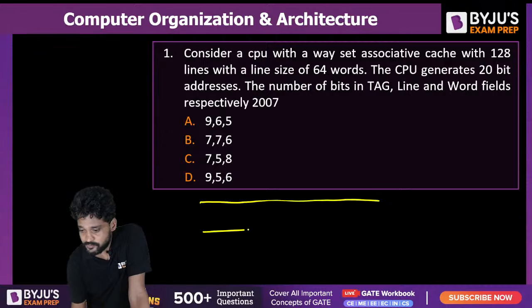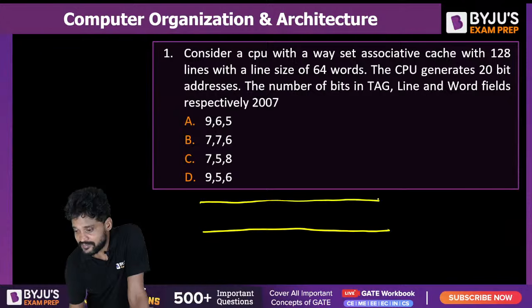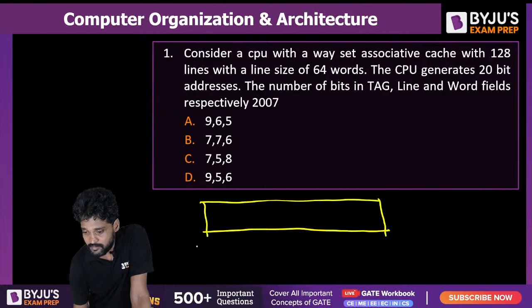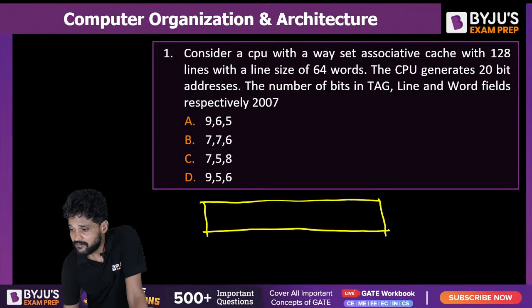Now let me draw this. A simple way to solve this kind of question is just to draw the number of bits for the address. What is the total number of address bits? We do have 20 bits. The total address bits is equal to 20, right?